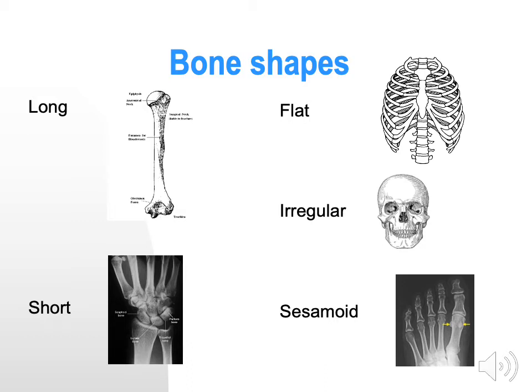A key exception to that is the calcaneus, which is the heel bone. That will be classed, and we'll come to that in a little bit, as an irregular bone. And I'll mention in particular why.